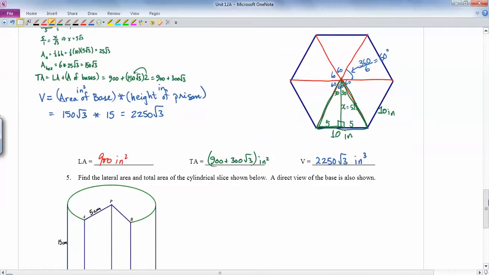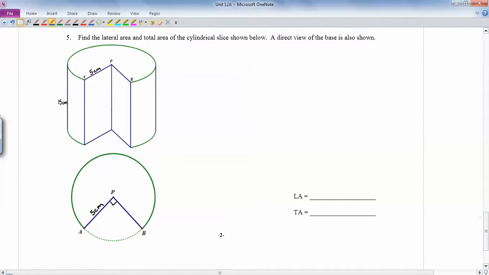And then let's take a look at 5. Last problem. So lateral area and total area of this slice of a cylinder, right? A big slice of a cylinder. So notice down here, there's a right angle. This is the overhead view, by the way. This is the view of the top right here. So notice that angle is 90 degrees. So this is 90 right there. Or you could think of it as the actual sector that we're looking at is 270. So this is 270.